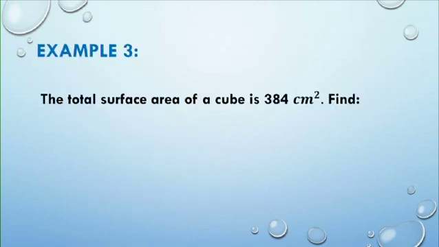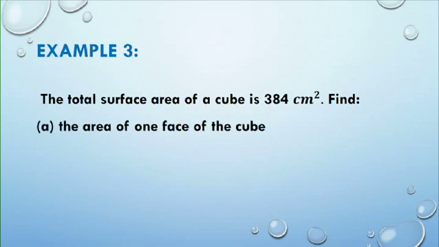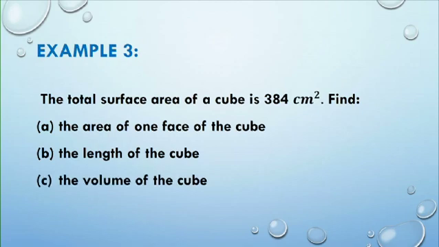We move on to the next example. The total surface area of a cube is 384 centimeters square. Find part A, the area of one face of the cube, part B, the length of the cube, and part C, the volume of the cube. So you can see here, I have a question dealing with both surface area and volume. Let us have a look at the solution.